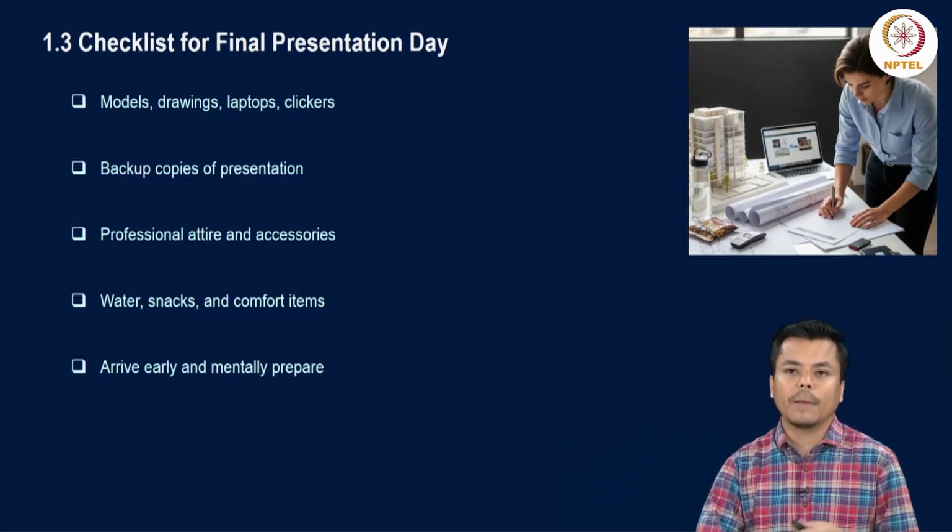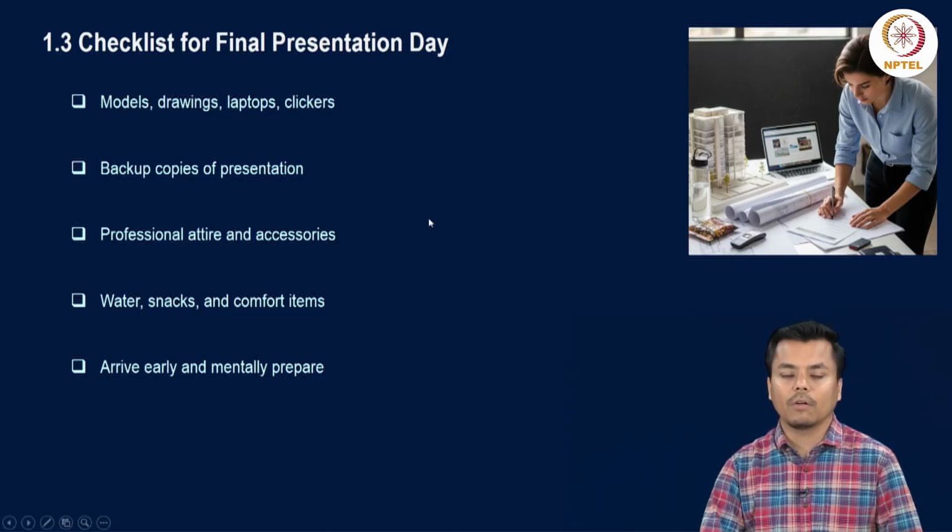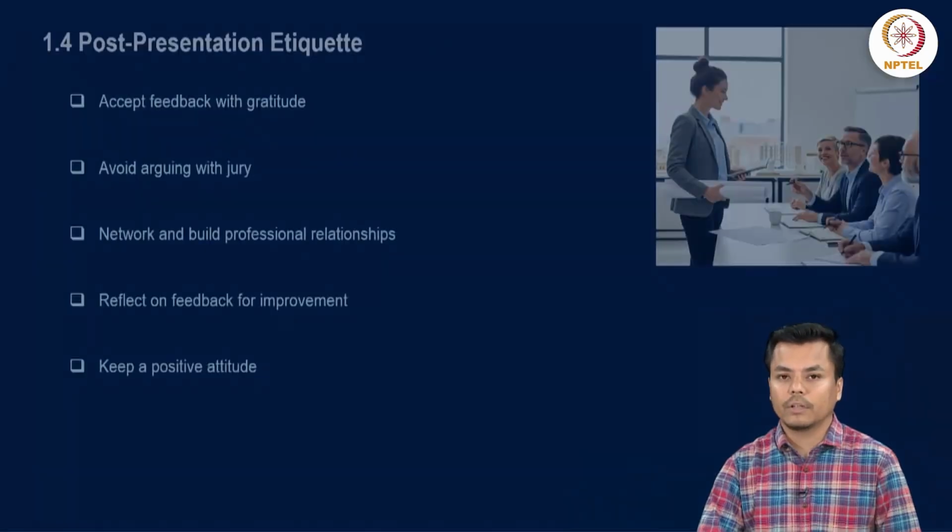Then the checklist for the final presentation day: you should carry your model, drawings, laptop and all those essential components with you. A backup or copies of your presentation have to be there. Dress in professional attire and come accordingly for the presentation. You should always carry water, snacks and comfort items with you, so that when your jury is delayed, you are well stocked up with these necessary items. Arrive early and be mentally prepared for the presentation day.